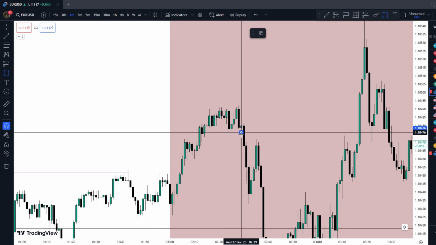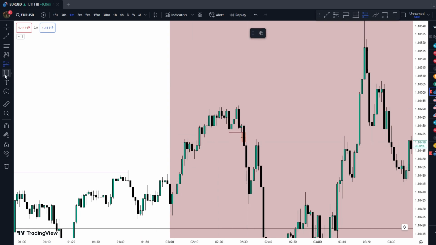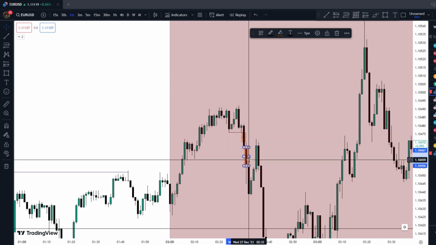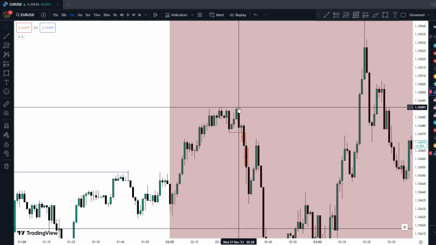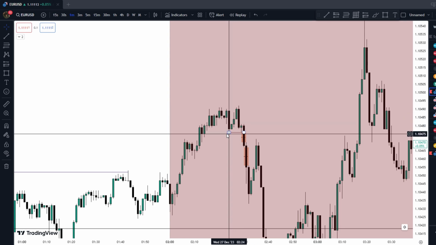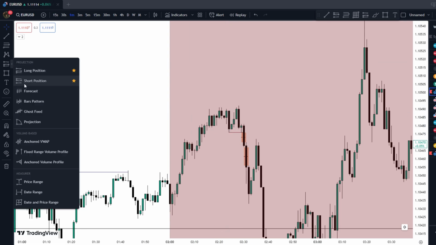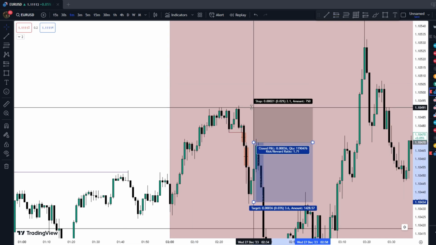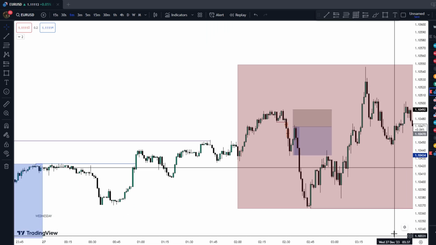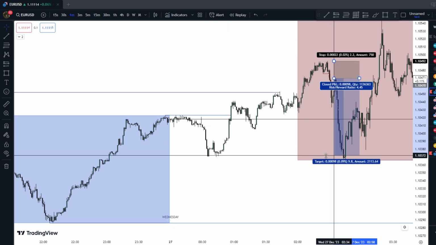Where is the fair value gap? Here, here, and we have this up close candle and this breaker here as well. So where do we enter? It's better to enter here, of course, and target the opposing liquidity.